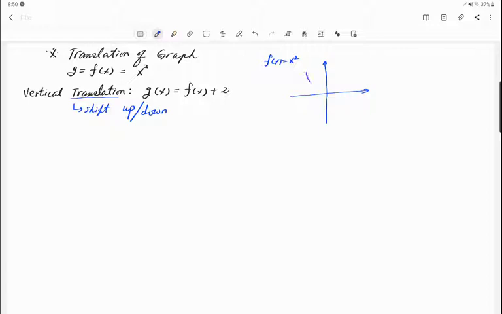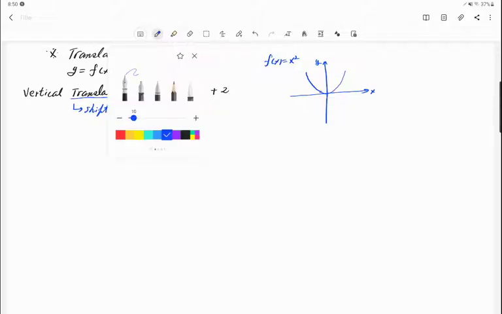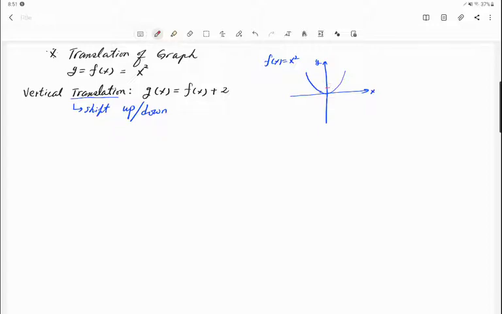Then the graph opens upward like this, and if you move the graph 2 units up, what happens? If we move it 2 units up, 1, 2, the graph looks like this. Let's say this is g of x. Then with the same value of x, the y value is increased by 2.